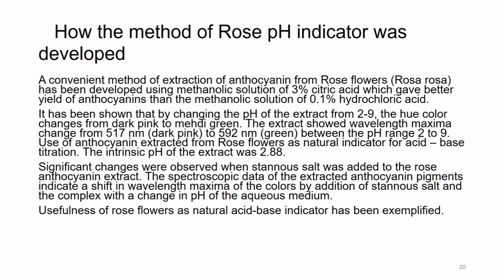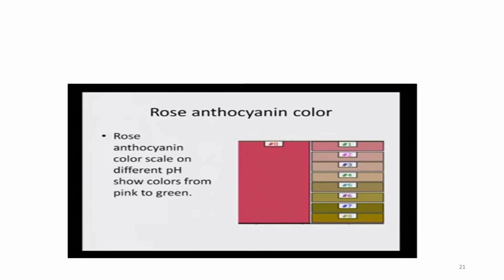Significant changes were observed when stannous salt was added to the rose anthocyanin extract. The spectroscopic data of the extracted anthocyanin pigment indicated a shift in wavelength maxima of the colors by addition of stannous salt, and the complex with a change in pH of the aqueous medium. The usefulness of rose flower as natural acid base indicator has been exemplified for the first time by us.